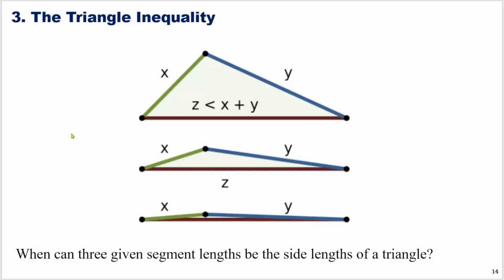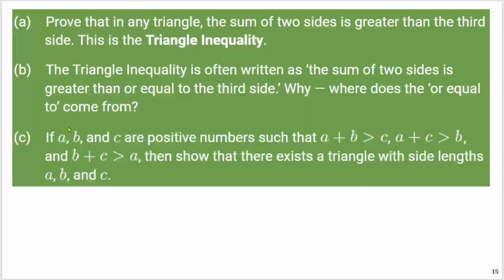Alright, so let's consider this example here. Can you prove that in any triangle the sum of the two sides is greater than the third side? Well, this is called the triangle inequality. And then, if you have finished that, the triangle inequality is often written as sum of the two sides greater than or equal to the third side. So why? Where does the 'or equal to' come from?